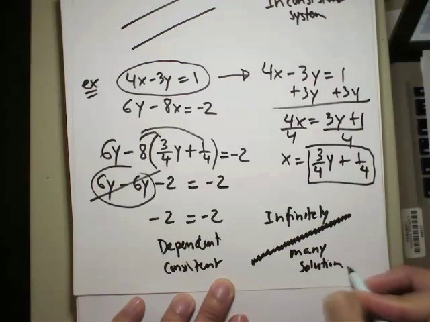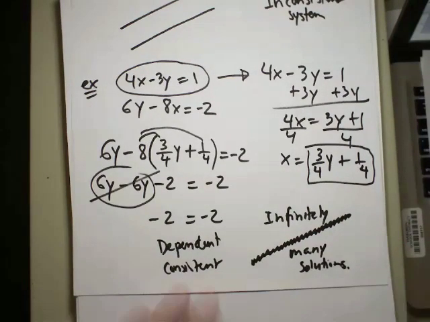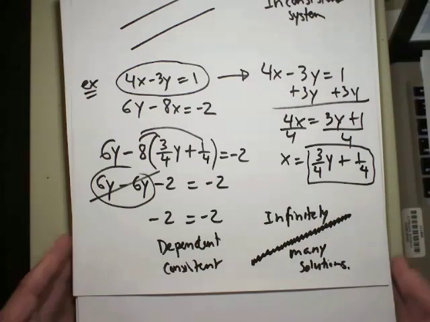Okay, so there you have it. I put in 3 scenarios for you: one with only one solution, one with no solution because both lines are parallel, and the third one is one on top of the other, which we call a dependent system, a consistent system. Therefore, we have infinitely many solutions.